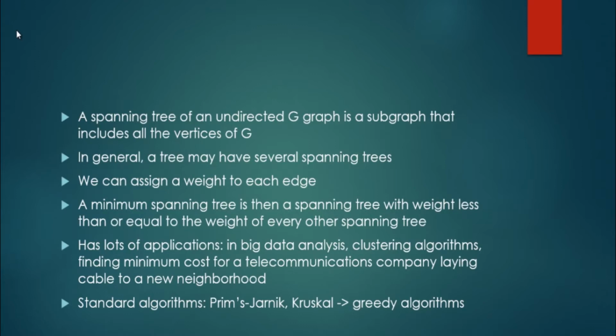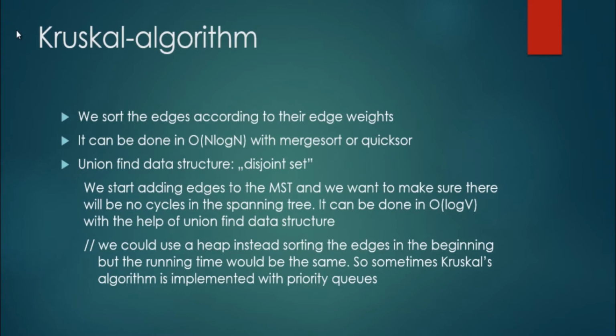Okay, so the standard algorithms for finding minimum spanning trees are Prim-Jarnik algorithm and Kruskal algorithm. These are greedy algorithms, as we have seen in Dijkstra's algorithm for example. So it tries to find the global optimum with the help of greedy local minimum searches. So let me say a few words about Kruskal algorithm.